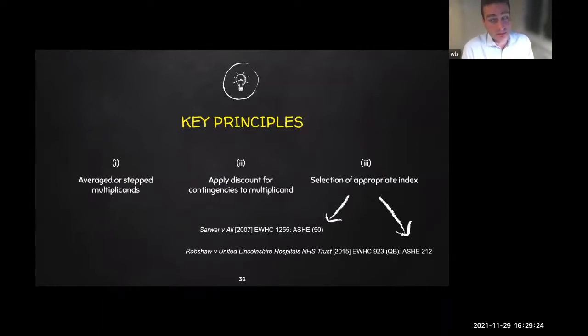The second thing is you've got to apply the discount for contingencies to the multiplicand, because there's no multiplier, and we don't have any specific discount factors that take that into account, so we just suggest using the same one. But again, it does create a bit of uncertainty as regards what the discount should be. And then lastly, it's selecting the right index, how to uprate those periodical payments in the future. ASHE 50, which is just the aggregate for average median earnings, was used in Salwa, and might be reasonable in some cases. But if you've got a specific discipline or field of work, whether it's a teacher or carer or engineer, then you can use that particular category.